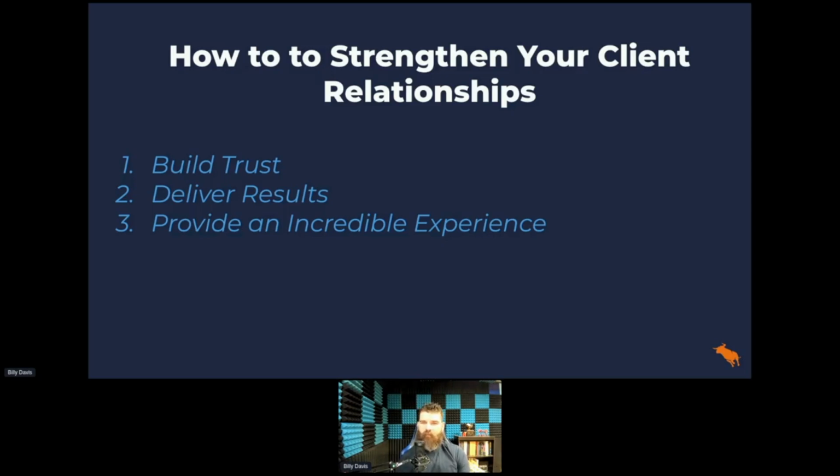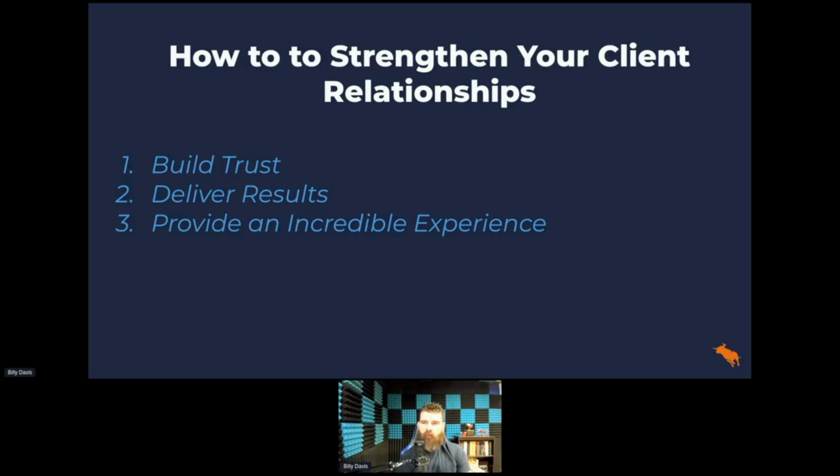Number two, and this is the name of the game in staffing and recruiting, is delivering results. Clients are coming to you because they want help in the hiring process. So if you don't help them with the hiring process, you're not going to have a great relationship. That is an underpinning, foundational piece. You have to deliver results.